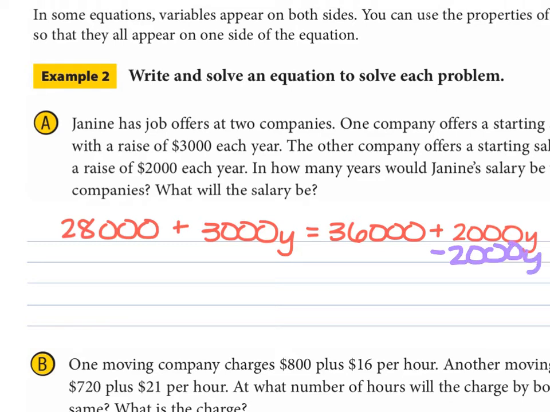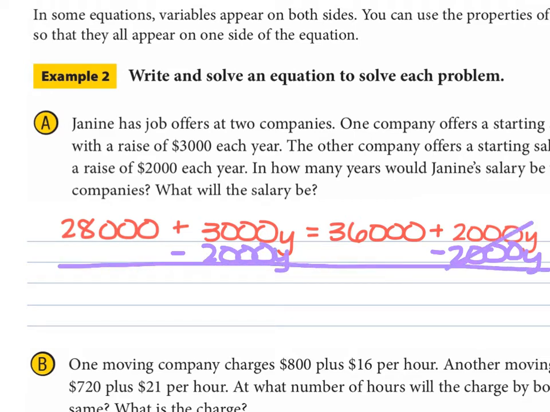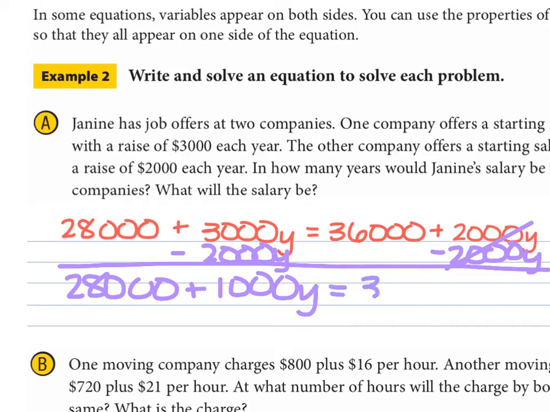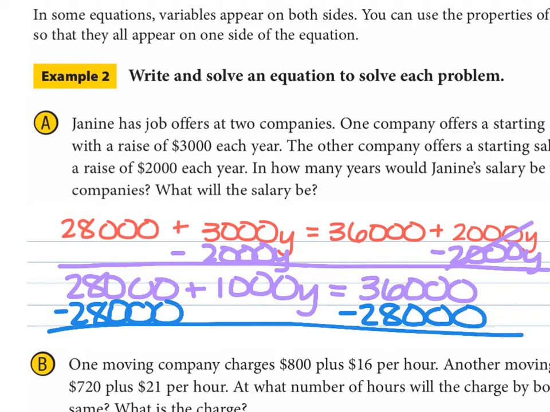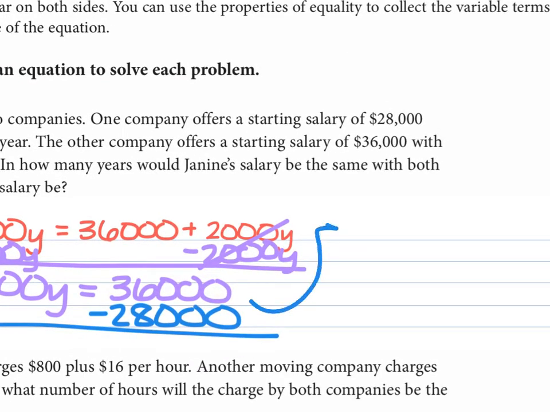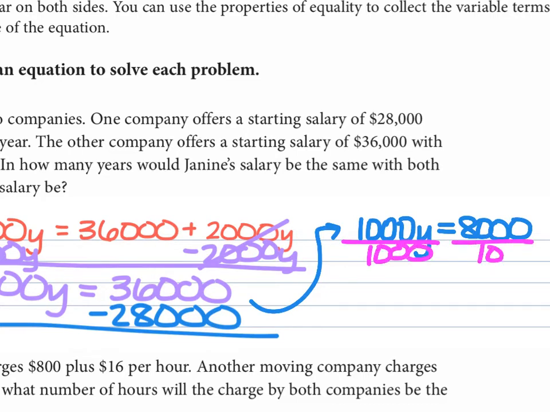2,000, not 200. These are going to cancel out. I'm going to be left with 28,000 plus 1,000 y is equal to 36,000. So from here, I'm going to subtract the 28,000 from both sides. And I'm going to be left with 1,000 y is equal to 8,000. So divide each side by 1,000. And we get that y is equal to 8 years.